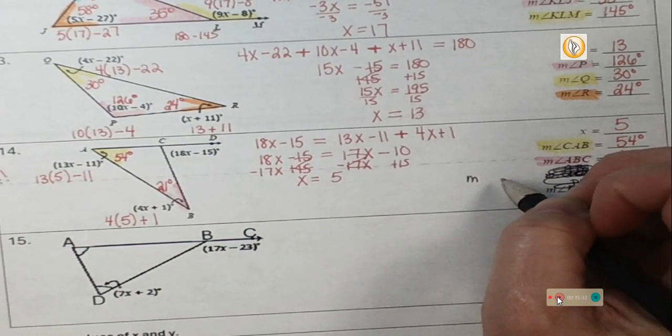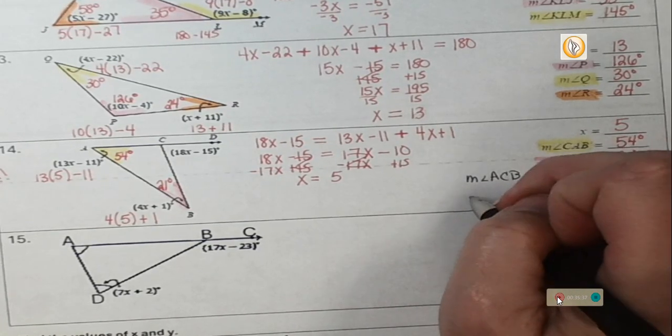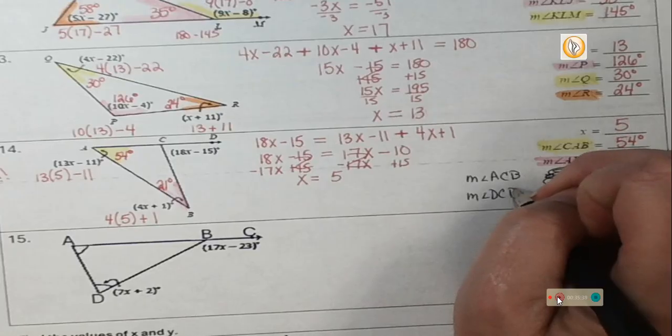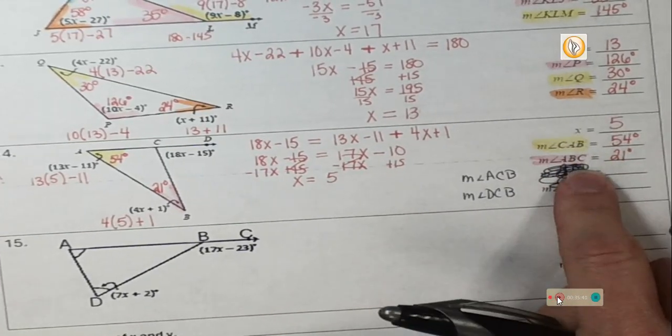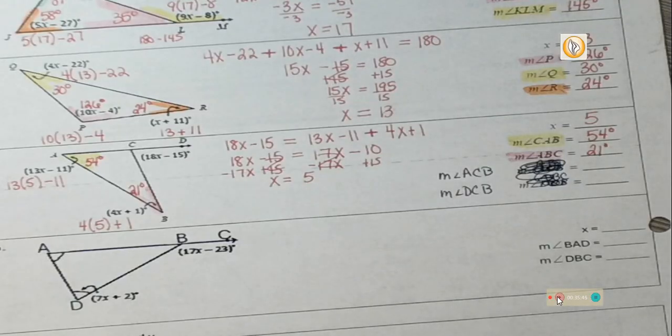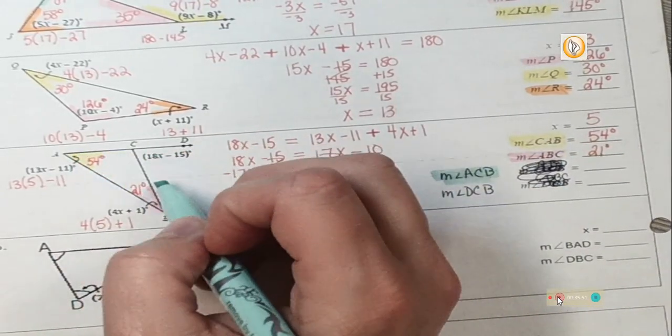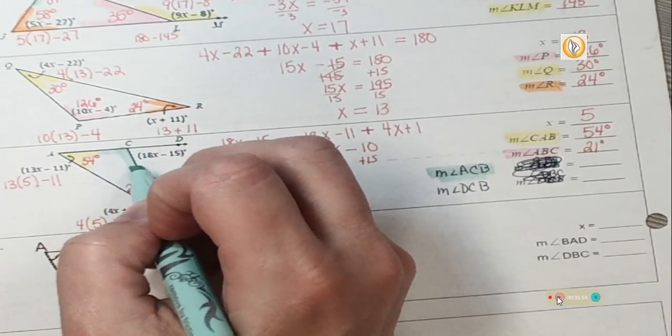So I need the measure of angle ACB. And I was right the first time. I was looking at these letters on this angle and it wasn't working. That's my bad. Okay, sorry. All right. Now I'm going to do ACB. So ACB is this angle right here.